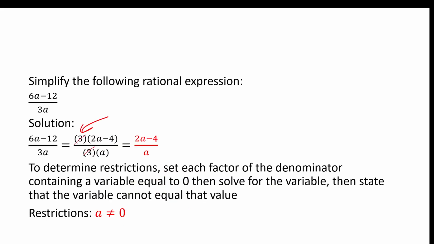Now in this example, instead of factoring out 6, I recognize right away I'll only be able to cross out the 3. So I factor a 3 out, leaving me with 2a minus 4. And then I have 3 times a in the denominator. And I'm left with an answer of 2a minus 4, but we still have to state restrictions. The only factor in the denominator is a, so we let that denominator equal 0, see that that would mean that a was equal to 0, and then say we cannot let that happen. Therefore, the restriction is a cannot equal 0.